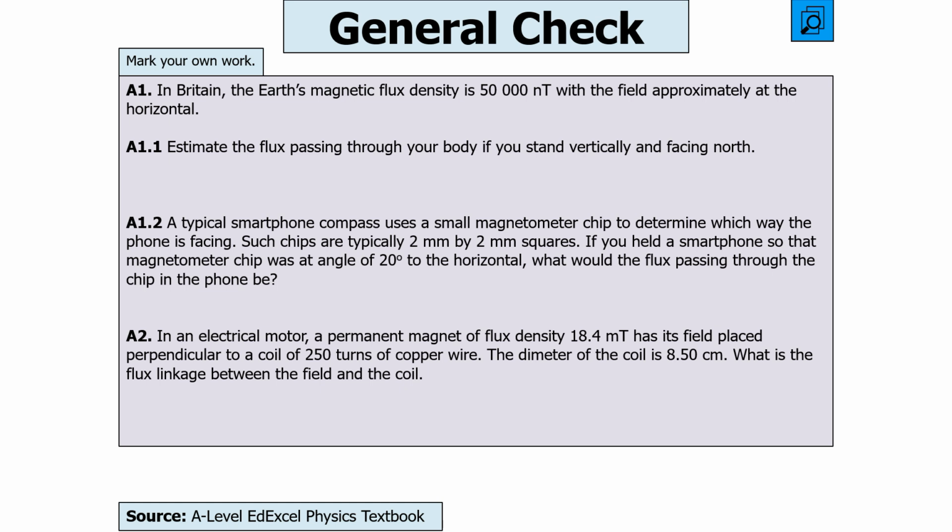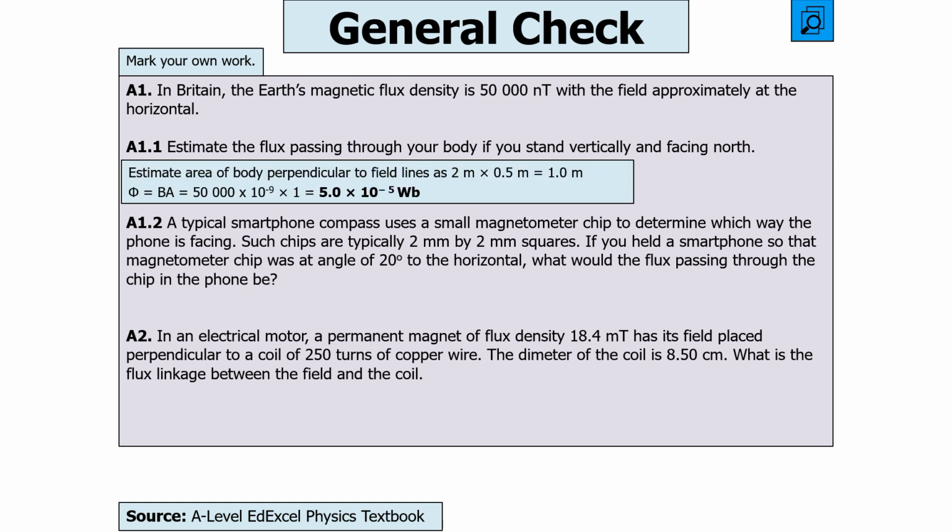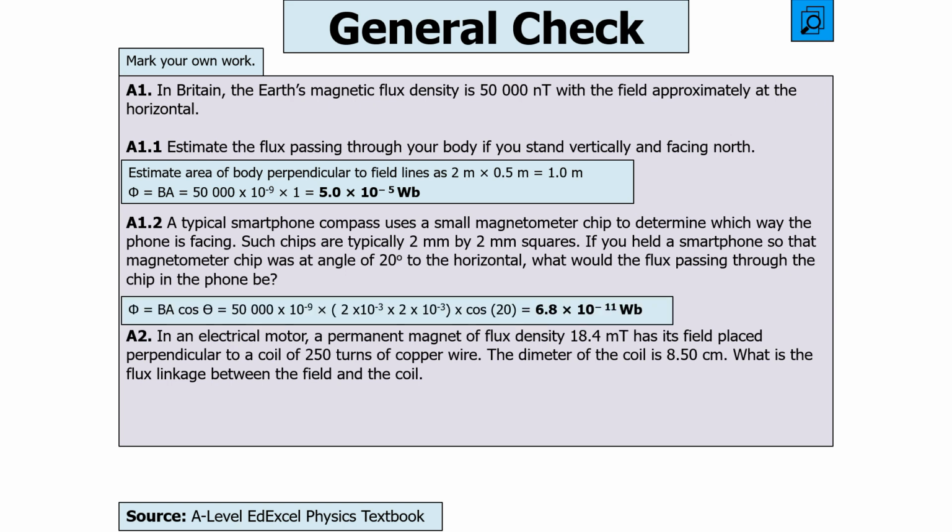Right, in this first question, you've got to estimate key values. So you can estimate the area of your body is about 2 meters by height times half a meter by your width. So it's about 1 meter squared. So therefore we could say flux equals BA, so it equals 50,000 times 10 to the minus 9, nanoteslas into teslas, times 1 meter squared, and it's 5 times 10 to the minus 5 Webers. The next question says, when we're looking through here, that flux equals BA cos theta, so we can work it all through. Remember, it's a square now, so it's 2 times 10 to the minus 3 times 2 times 10 to the minus 3, so it's 6.8 times 10 to the minus 11 Webers.